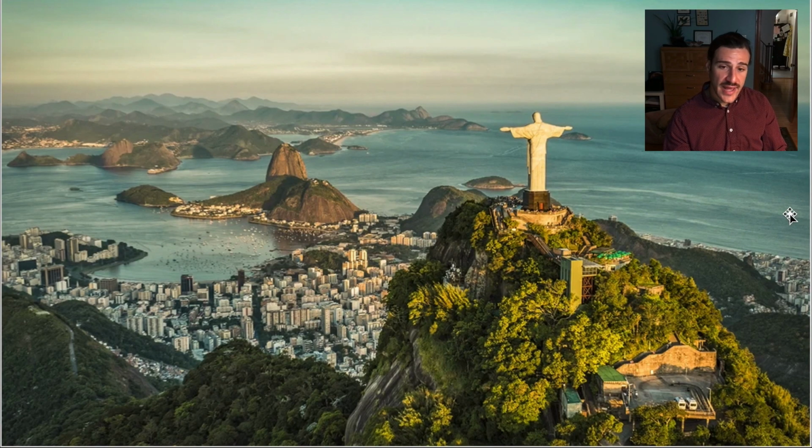And I just wanted to end with this picture of Rio de Janeiro. Absolutely love this picture. I've never gone to Brazil. It is on my bucket list for sure.